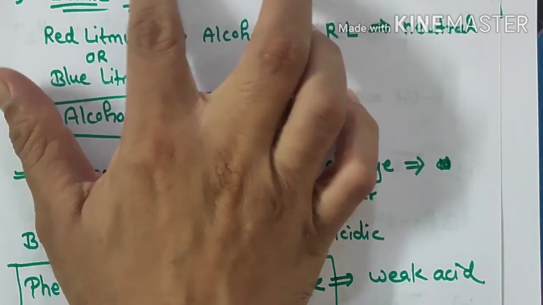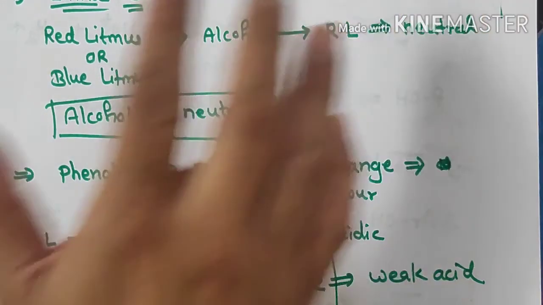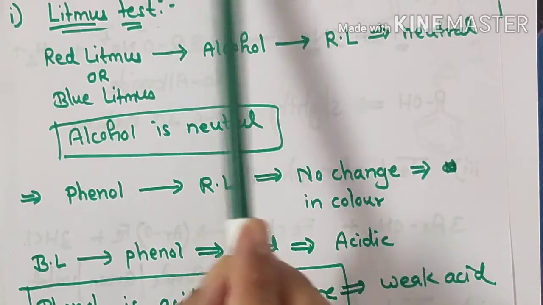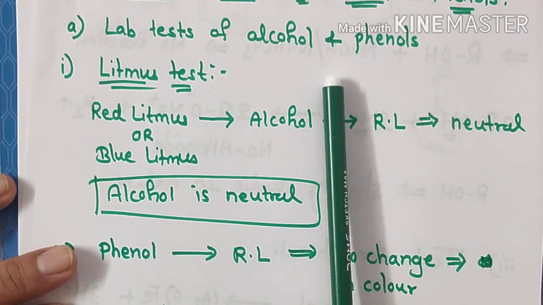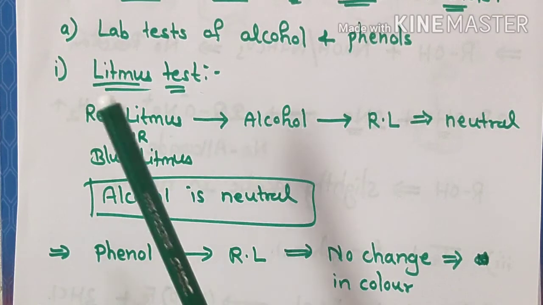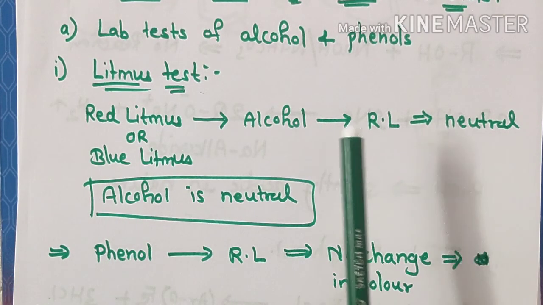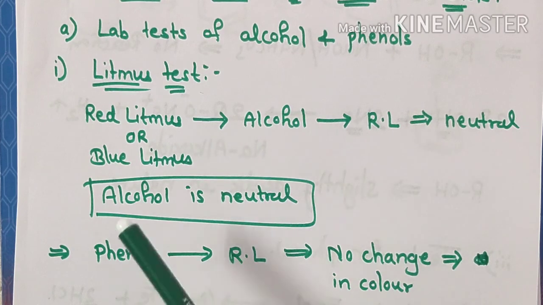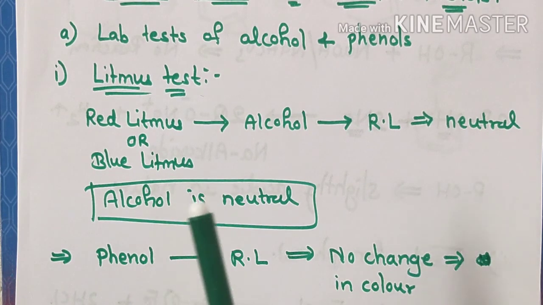we have started with the chemical reaction of alcohol and phenol. We have done the lab test of alcohol and phenol, right? In that, first we did the litmus test for alcohol and phenol both. We took a red litmus and blue litmus both and put them in alcohol. What was the result? Neither red becomes blue nor blue becomes red, proving that it is neutral in nature. So litmus proves that alcohol is neutral.